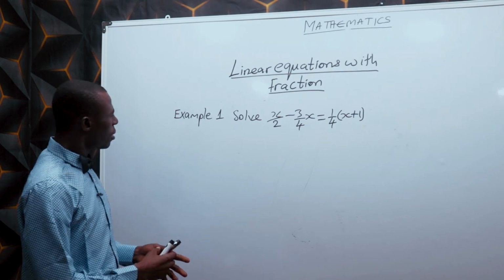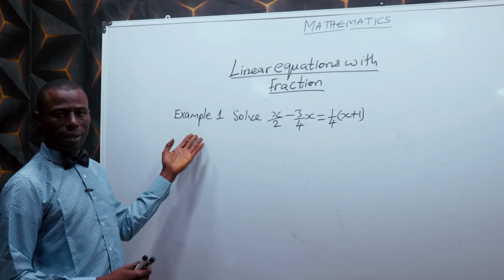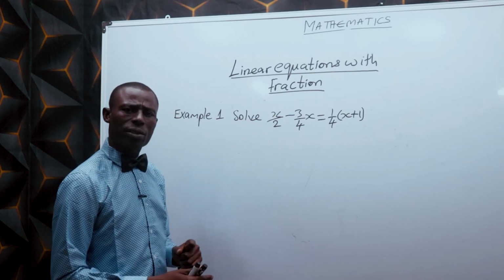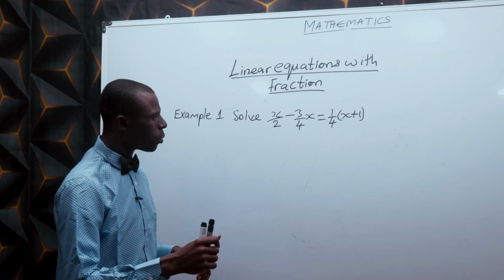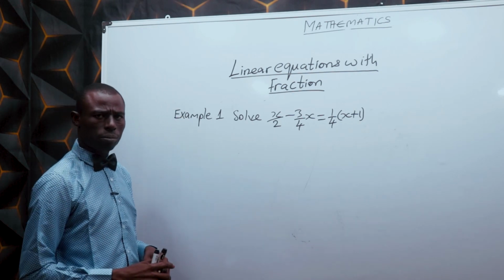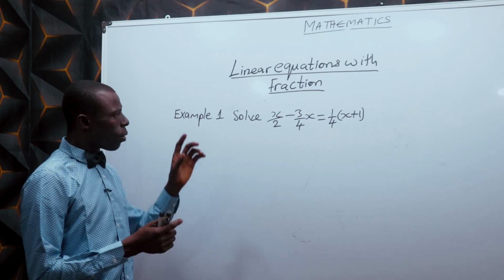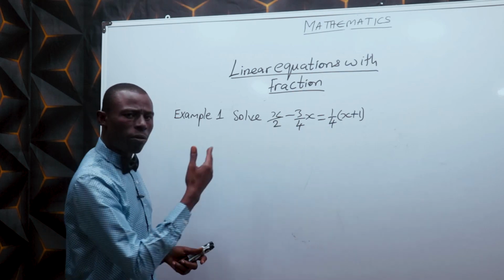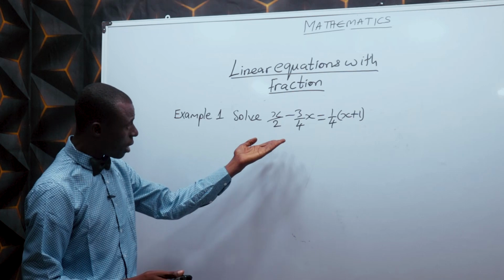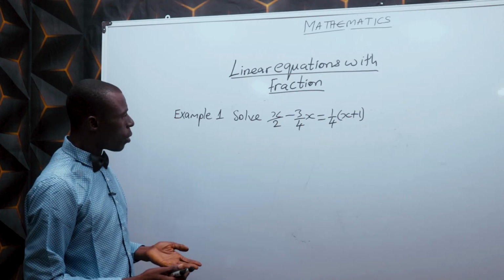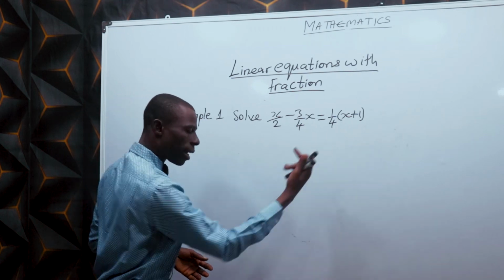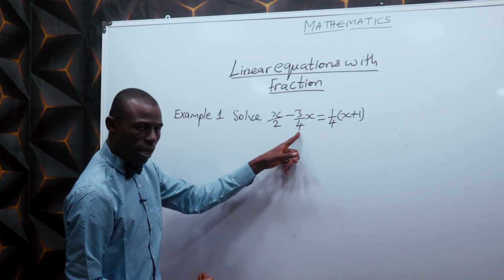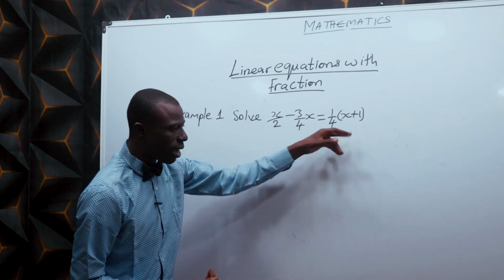What do I mean? Let's consider example 1 under that. Solve x over 2 minus 3 over 4x equals 1 over 4, bracket open, x plus 1, bracket closed. How do we solve this? What I'm trying to explain is, consider the denominators of these fractions. We have fractions almost in every term in this example. We have a fraction here, a fraction there. So what's the denominator of the fraction here? 2. The denominator of the fraction here is 4. The denominator of the fraction here is 4.